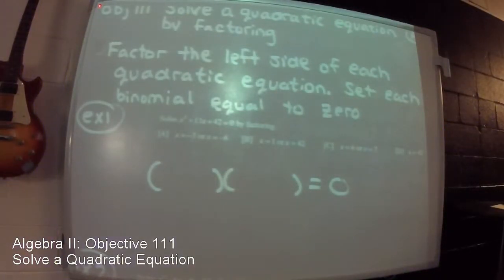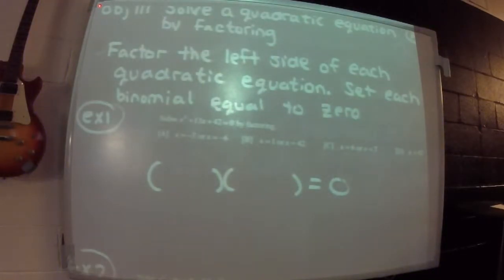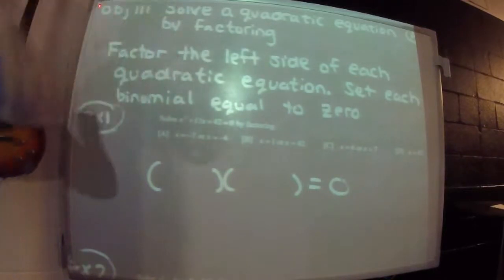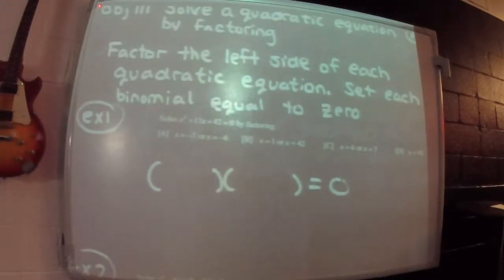Let's talk about objective 111: solve a quadratic equation by factoring. Now the difference between 111 and 110 is very small, and what you're going to see is we're going to work down to the very last example, where the last example is going to be an ugly mess.